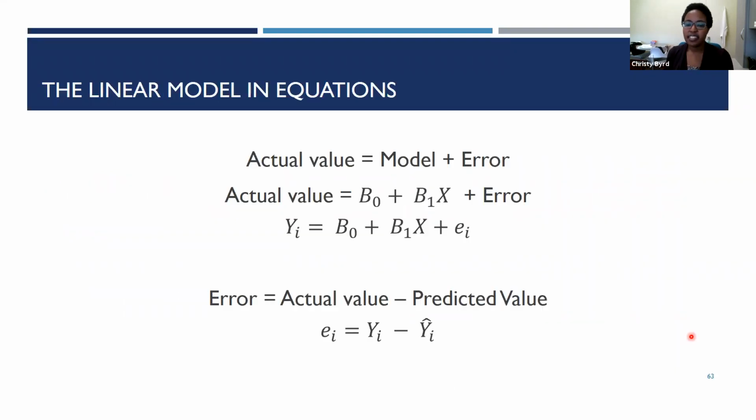All right, before we leave this section, let's talk about how this fits with the linear model. If our model for the line is beta 0 plus beta 1x, then we add that into the equation for the model part, and then we can have the error here. So for each actual value, it's going to be the equation of the line plus some error. And then our error is still going to be actual value minus the predicted value.